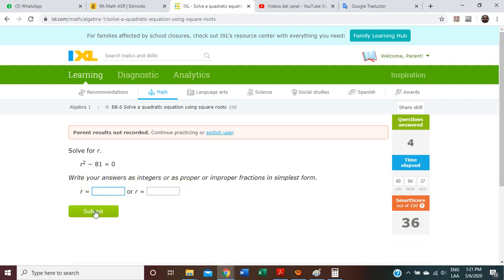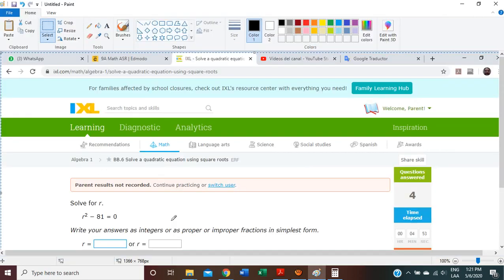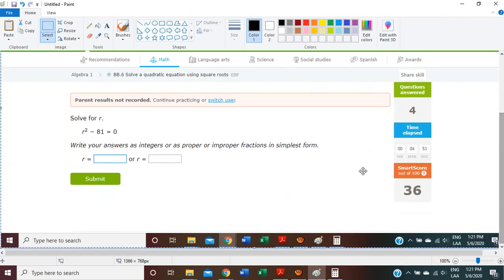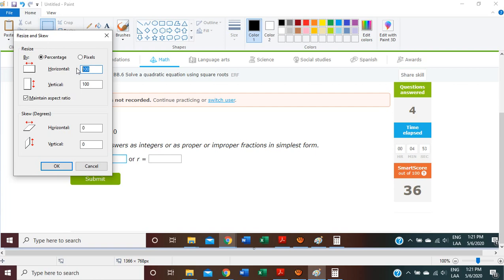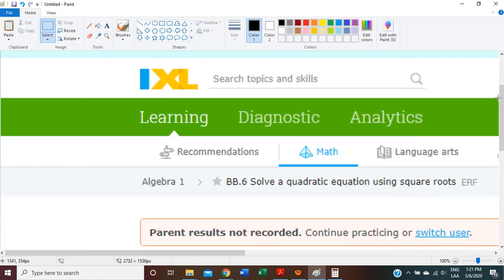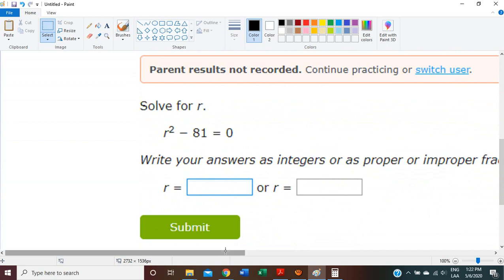So they seem pretty easy. We have now an equation: r squared minus 81 equals 0. What we have to do, let me print the screen so I can go to Paint. And what we have here is an equation. Let me just enlarge this. Now that it is bigger, I can work a little bit better.